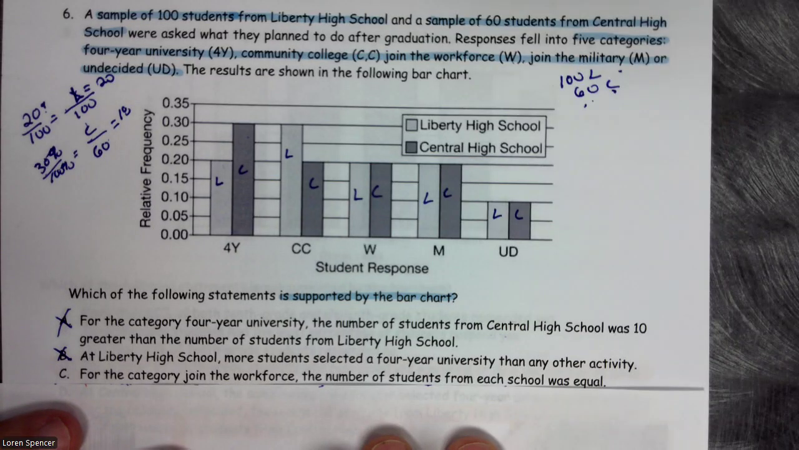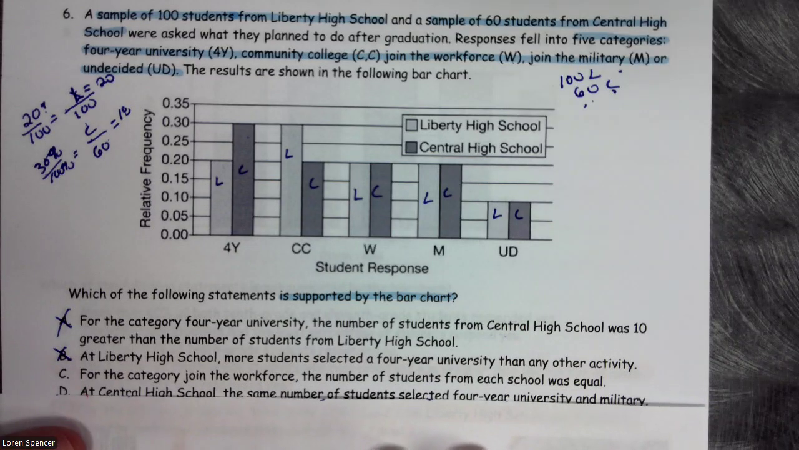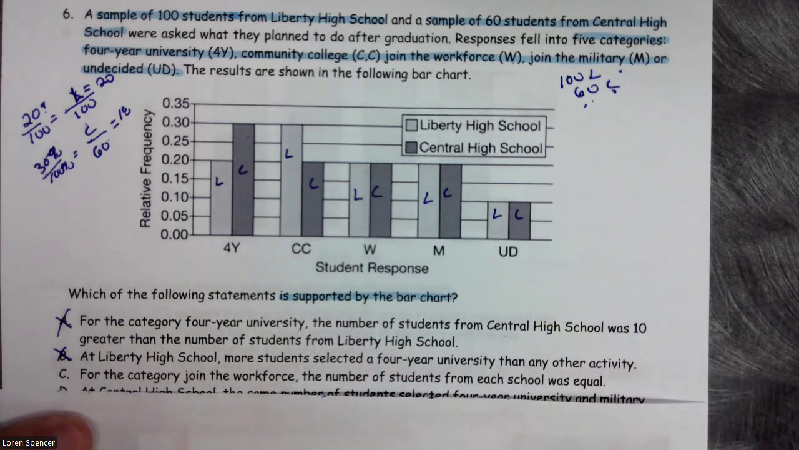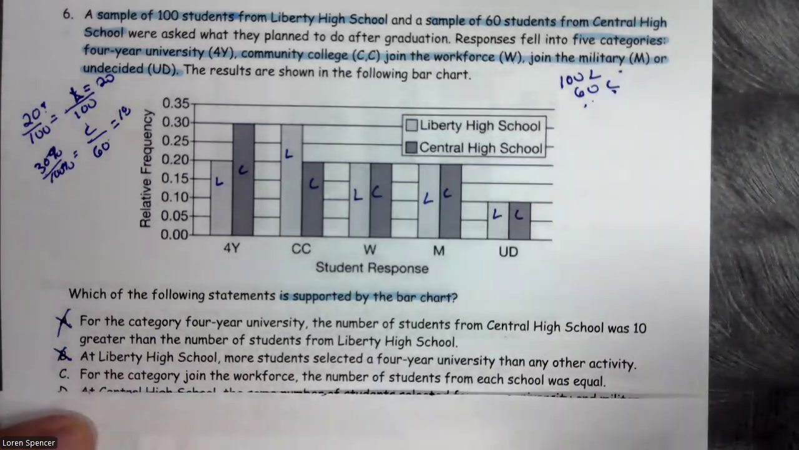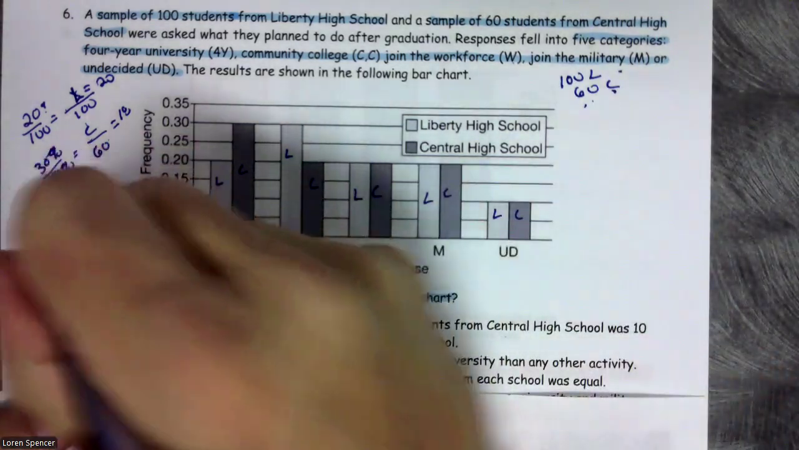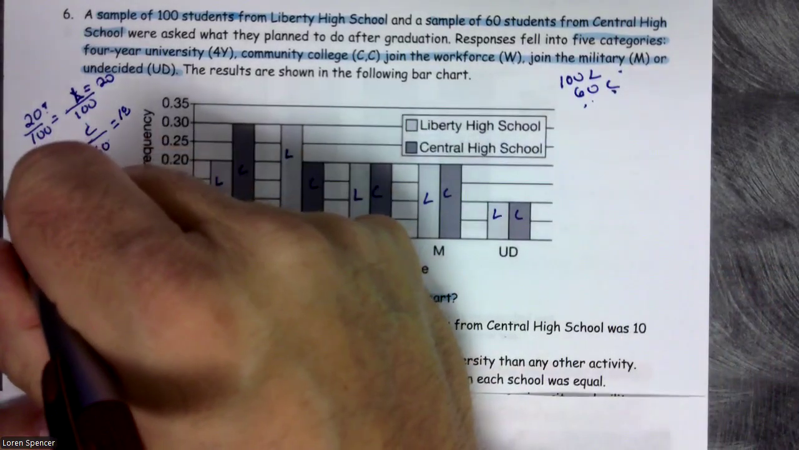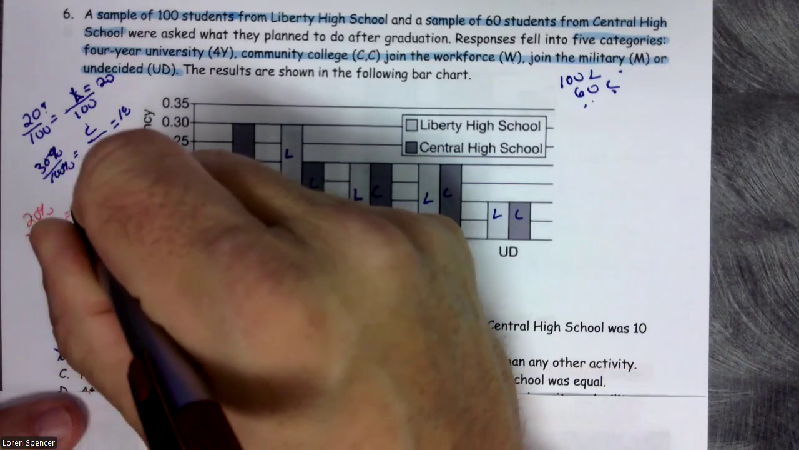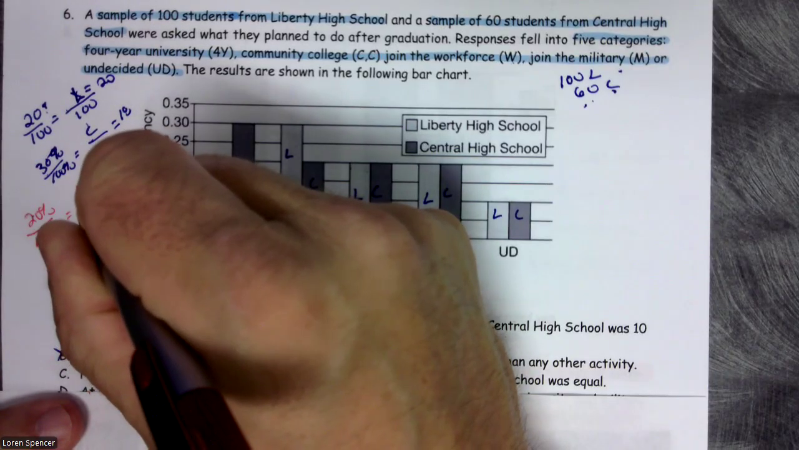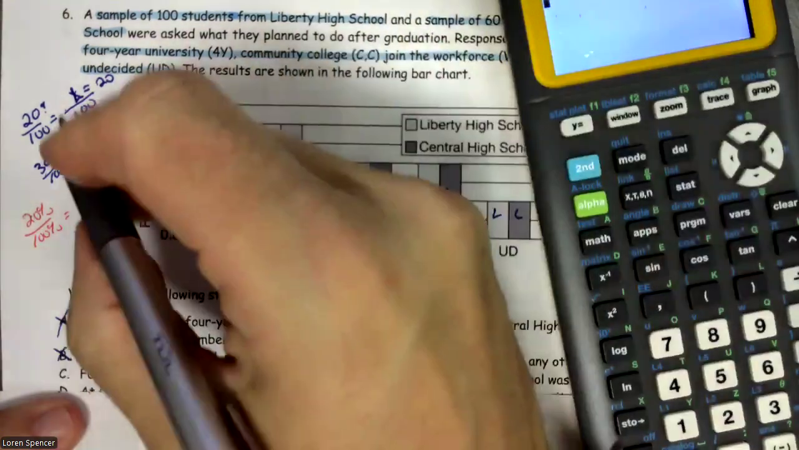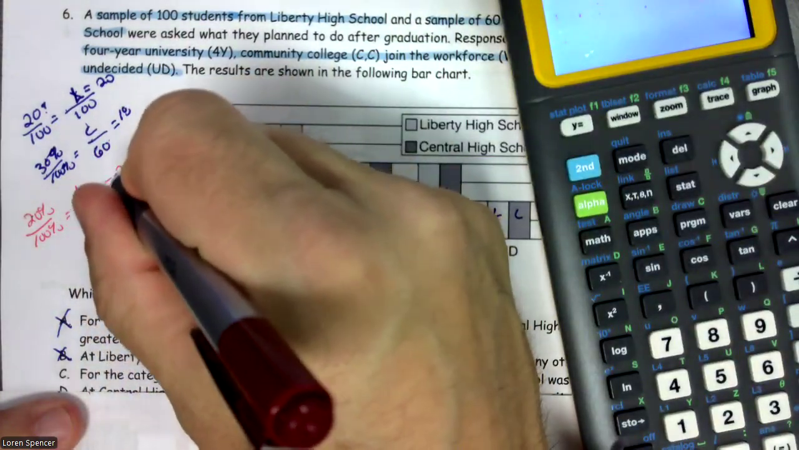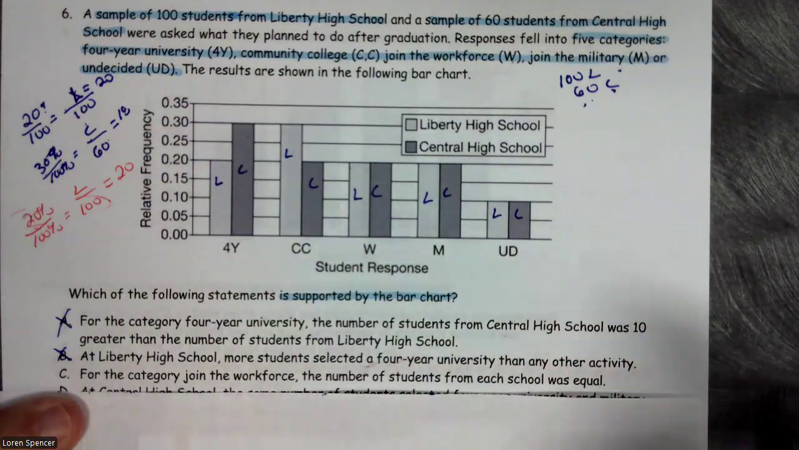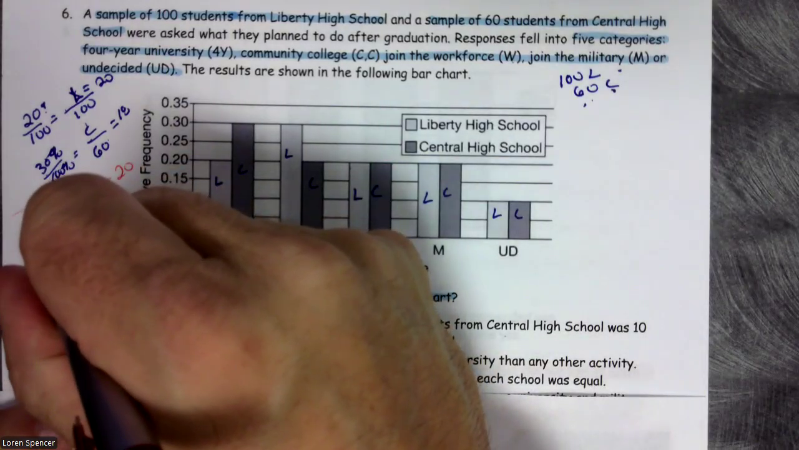For the category join the workforce, the number of students from each school was equal. All right, so the workforce here, but they have the same percentages. Well, guess what? Having the same percentages doesn't help me out here because we have different values. We have 20% for each. So 20% out of 100% equals L over 100. That's for Liberty. And when we multiply that, we've already done that above. We end up getting 20 because we multiply the two numbers on the diagonal, divide by the third. For Central, it's 30%.